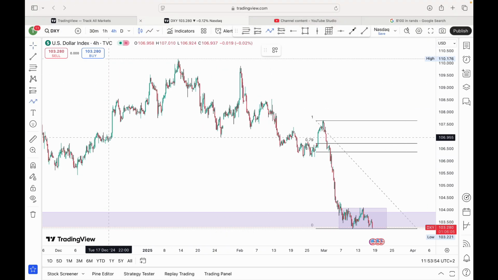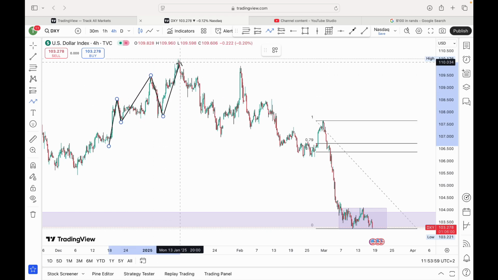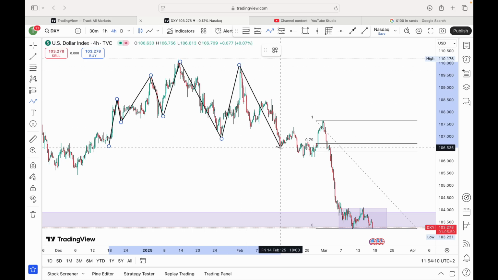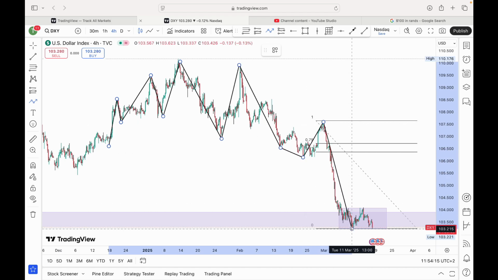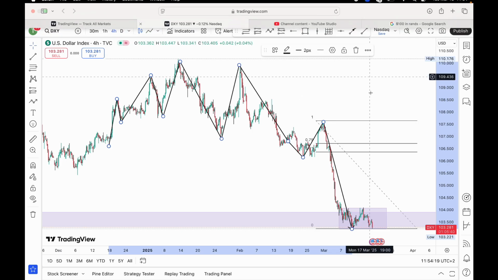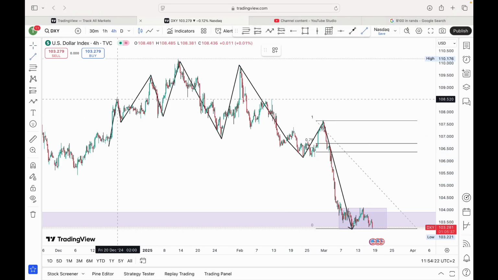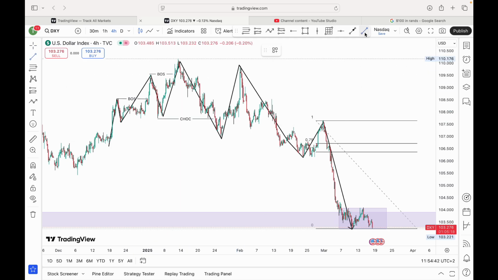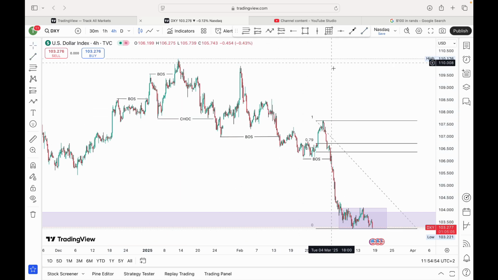Just to elaborate on the structure right here, we had been consistently breaking structure to the top until we had a change of character right here, then a retracement, and from there we've been doing what? Okay, this is one structure, retracement, and so on. So we have been consistently breaking structure to the bottom from there. If you still can't mark your break of structure, start with this zigzag and then start marking your break of structures from there. Then you delete this.